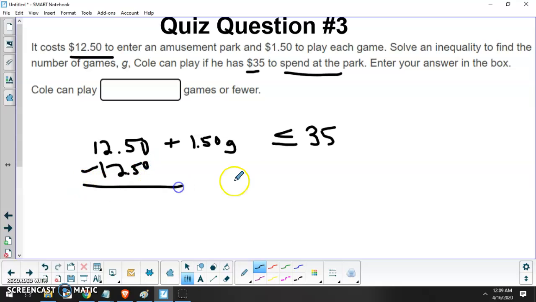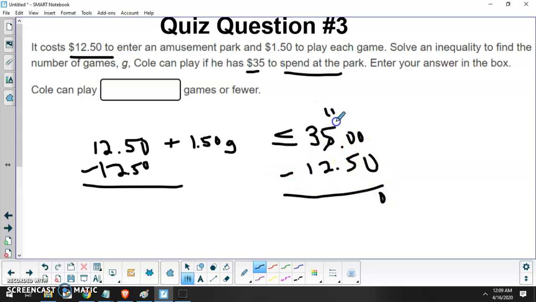All right, so if we're solving this, it's a two-step again. So subtract 12.50. 35 minus 12.50. If you aren't using a calculator, then you're going to have to borrow here. Okay, so this 5 would become a 4. This would become a 10. So that's 50. So you got 22.50. All right, so you have 1.50 g is less than or equal to 22.50.